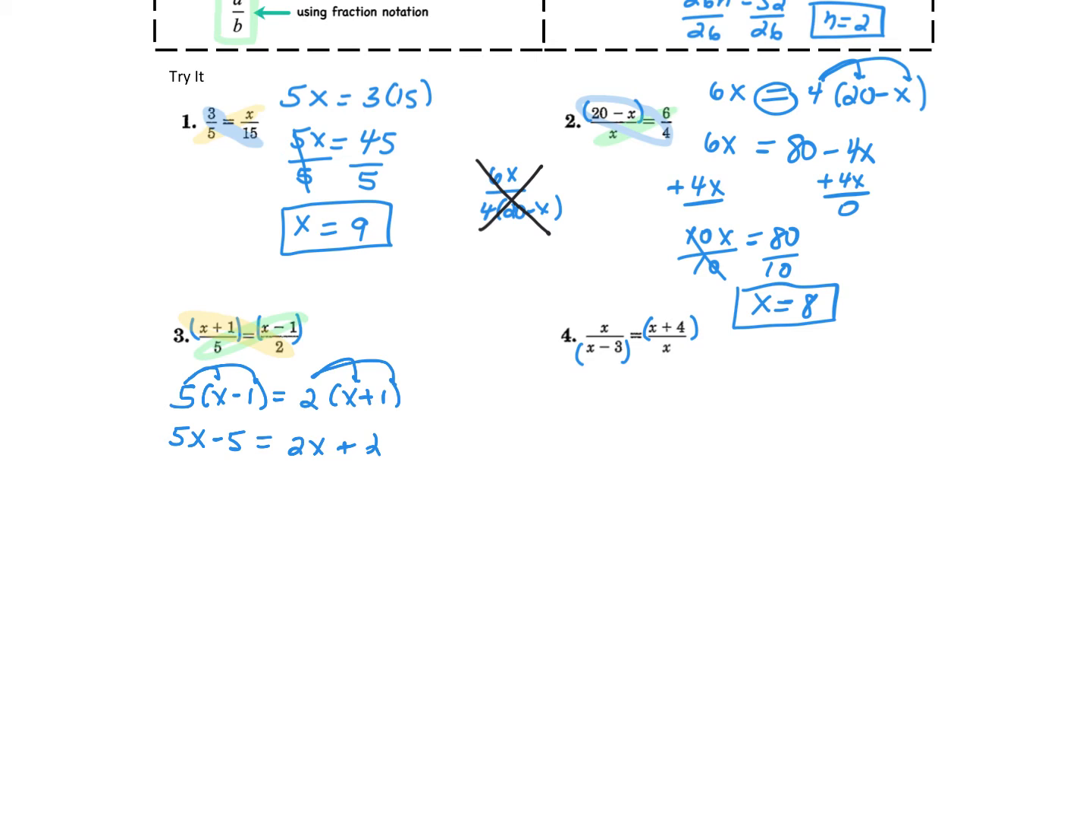Okay, take and subtract 2x from both sides. So it's all algebra in here. 5x minus 2x is 3x, minus 5 equals 2. Take and add 5 to both sides. 2 plus 5 is 7.